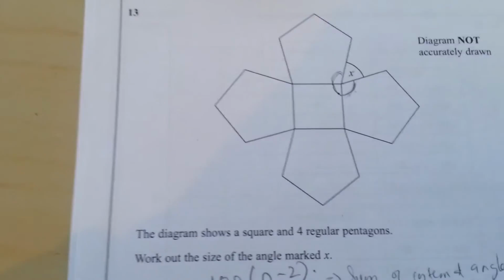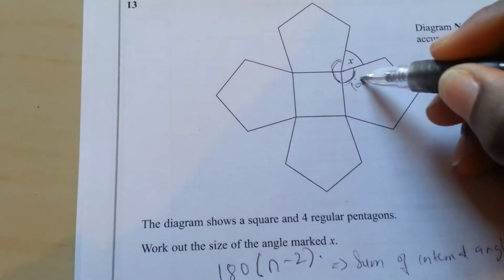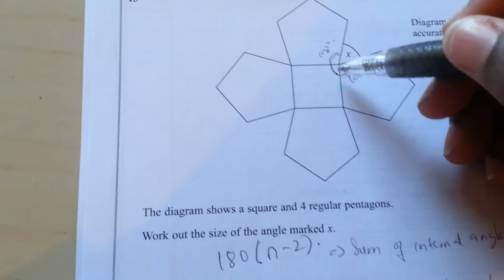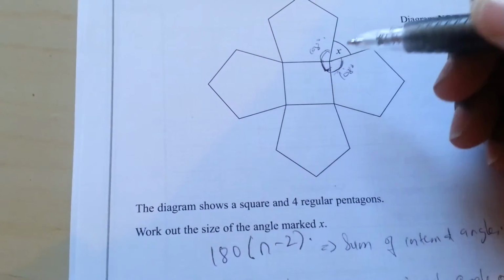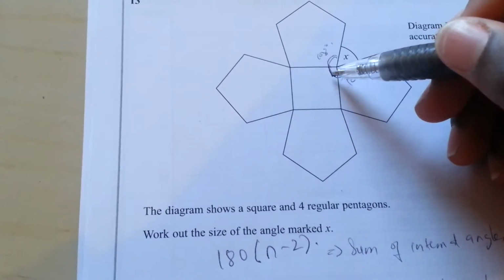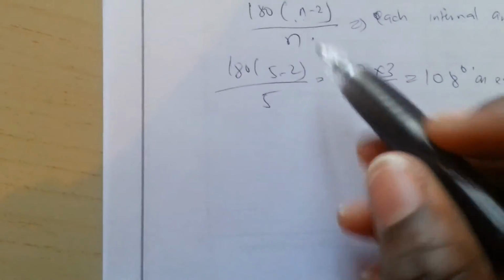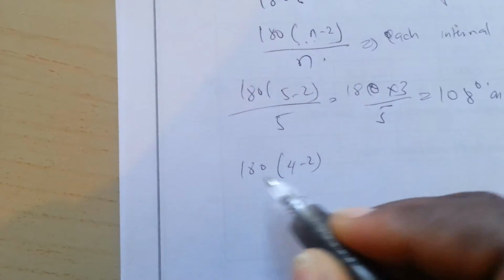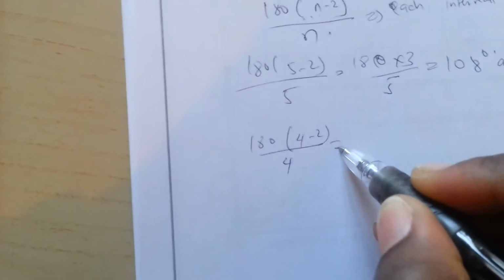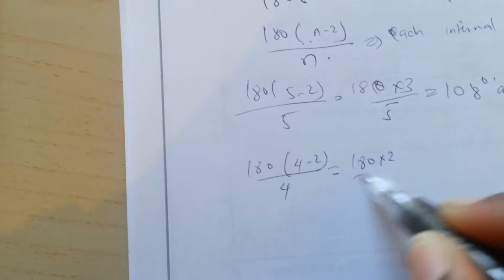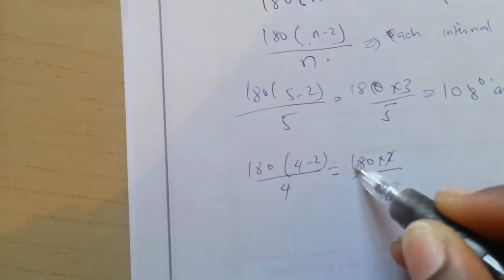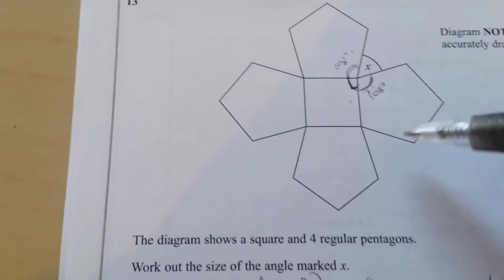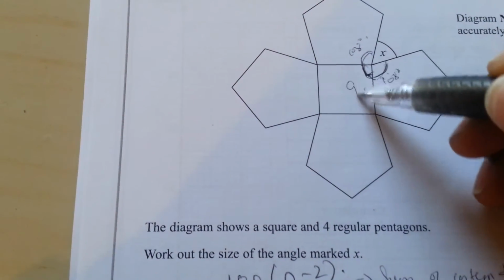Now we've established that here you have 108 degrees, 108 degrees. Now for this square, this is 90 degrees. It's very obvious, but let's still do this for the square. Since a square has 4 sides, applying this formula, you have 180 into 4 minus 2 over 4. You have 180 times 2 over 4. So you have 90 degrees for the square. Since a square is a regular polygon too, with 4 sides, you have 90 degrees here.